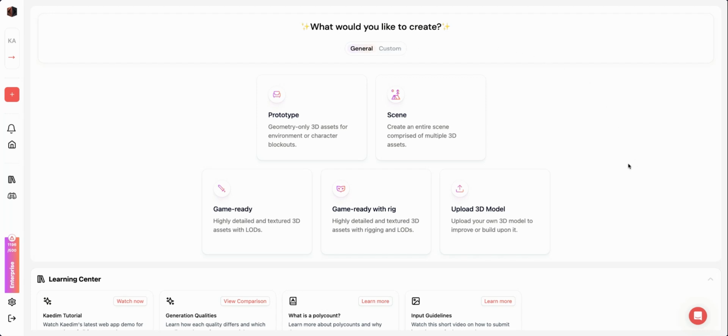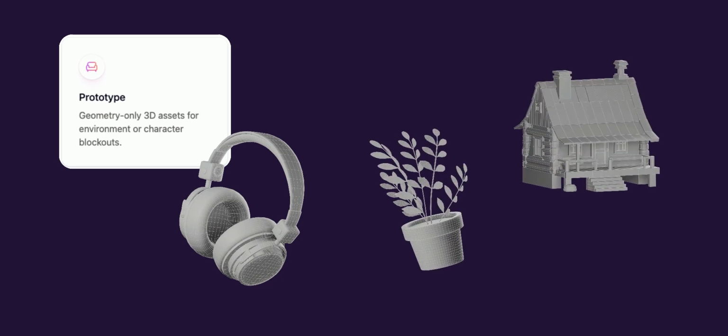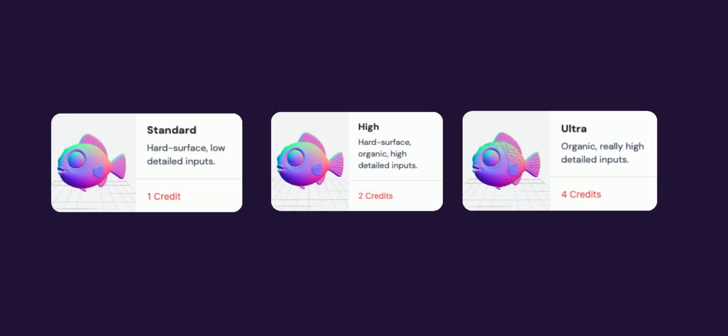To learn more about how to create each asset, please see our tutorials playlist where you will find specific videos for each asset type. Prototype assets output 3D geometry that are best used as a starting point or for environment or character blockouts. You can choose from three different levels of quality under the generation settings: Standard, High, and Ultra.